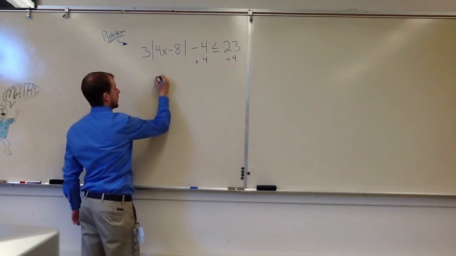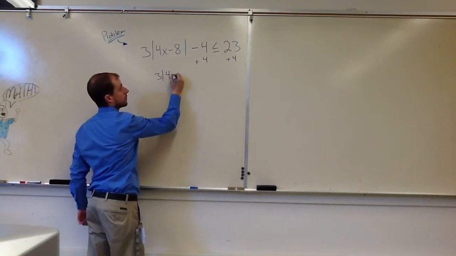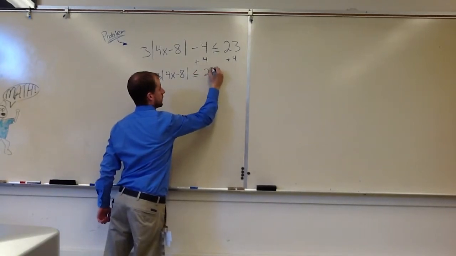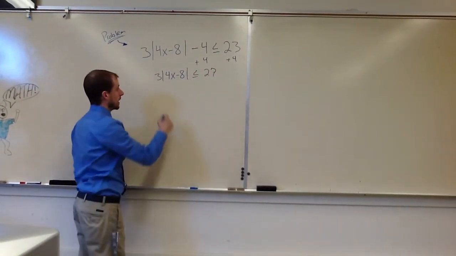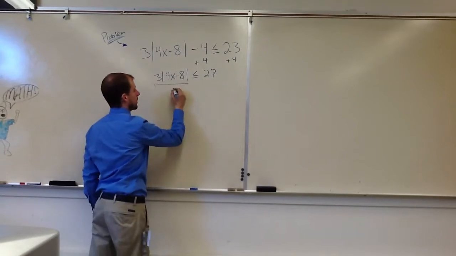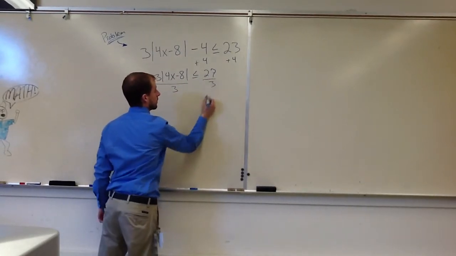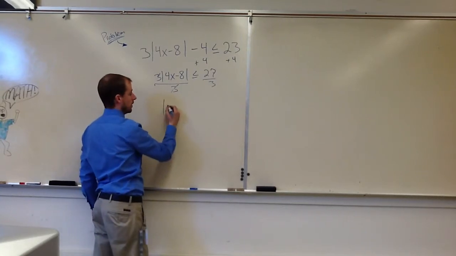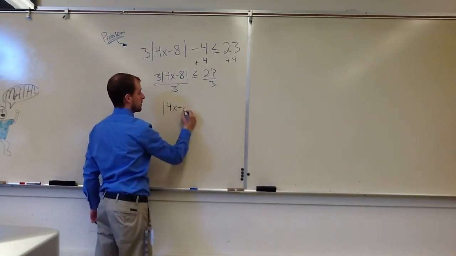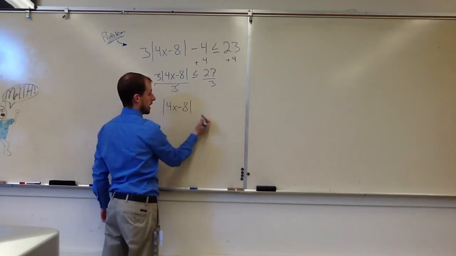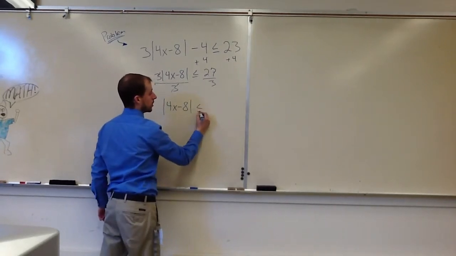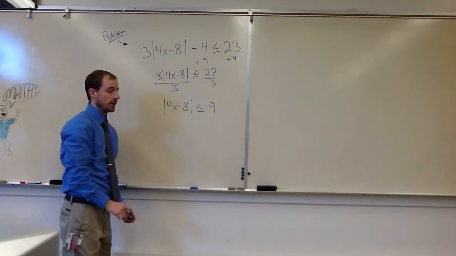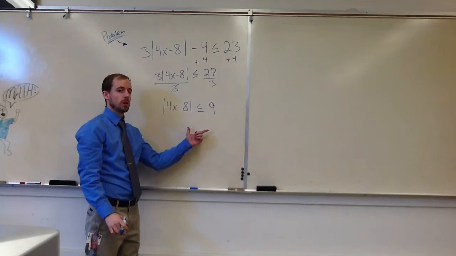So I'll have 3 times the absolute value of 4x minus 8 less than or equal to 27. And then I've got to get rid of that 3. I'm going to divide by 3. So these cancel, and I'm left with what I want: the absolute value of 4x minus 8 is less than or equal to 27 divided by 3, which is 9. And now I've got a more manageable problem.